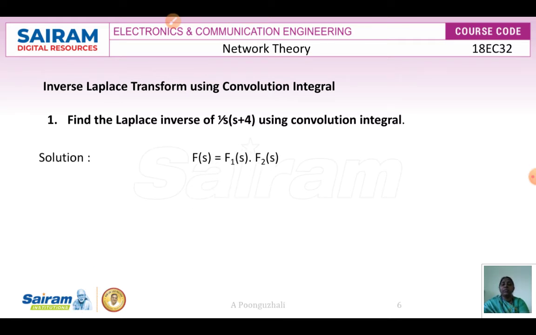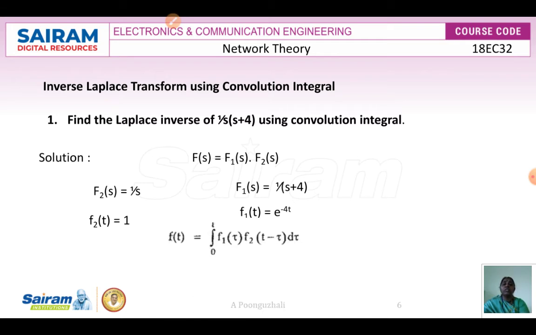First, our basic function is F of s is equal to F1 of s into F2 of s. Here I take F2 of s as 1 by s, and the inverse Laplace of F2 of s, that is f2 of t, is equal to 1. Next I consider F1 of s as 1 by s plus 4. If I take the inverse Laplace of F1 of s, f1 of t is nothing but e power minus 4t. Now we are going to substitute in this formula.